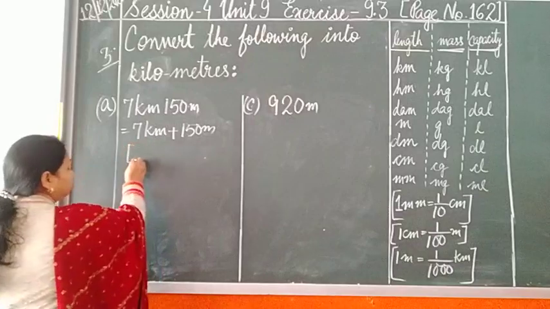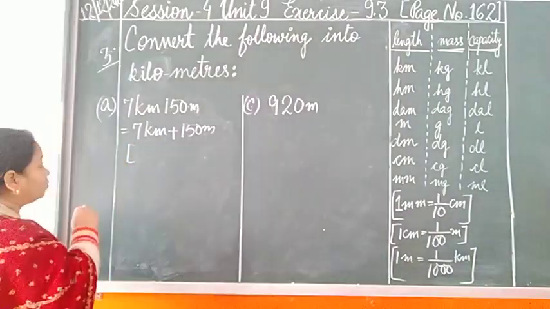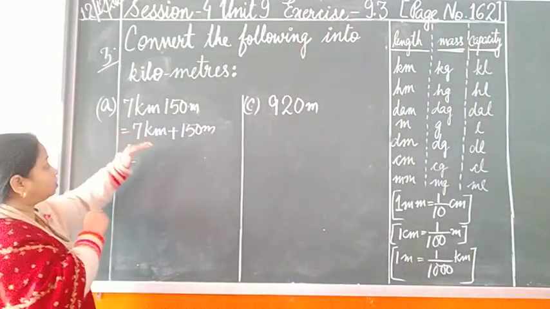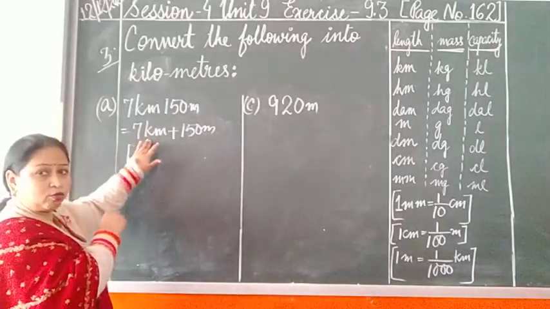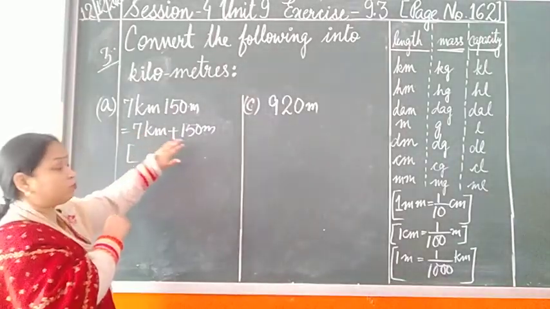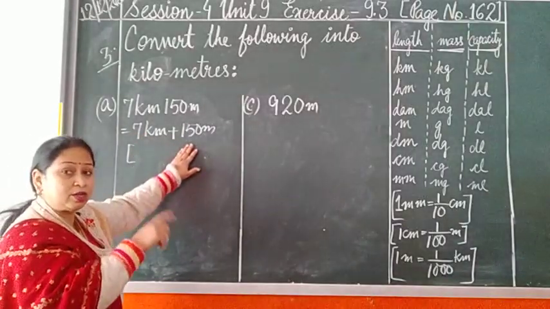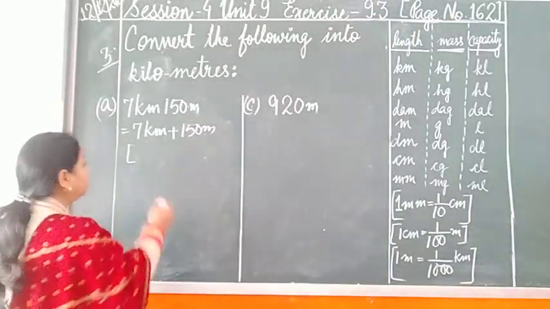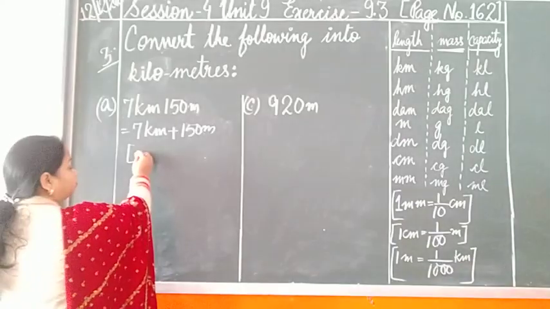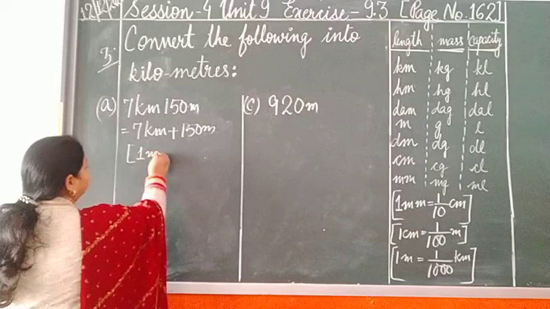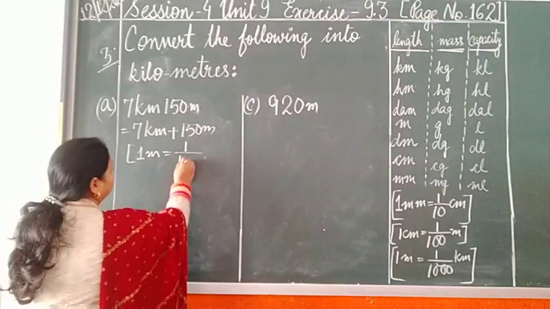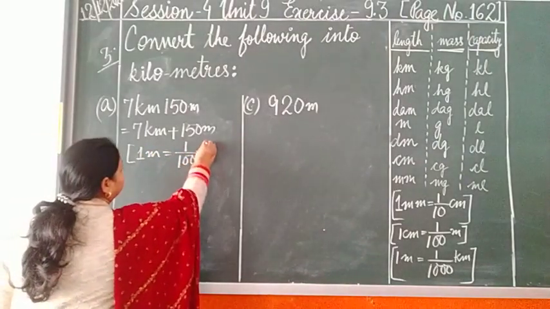The conversion will begin. Okay. We are not going to change this kilometer over here. This is already given in kilometer. Which one we will change? 150 meter we are going to convert to kilometer. So, first let me write down the conversion. 1 meter equal to 1 upon 1000 what?